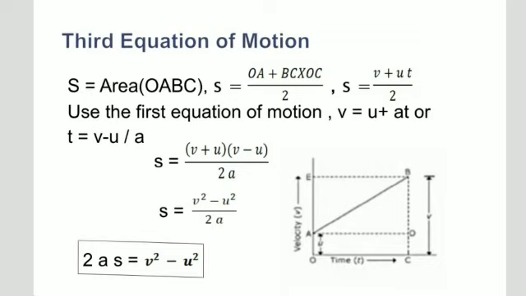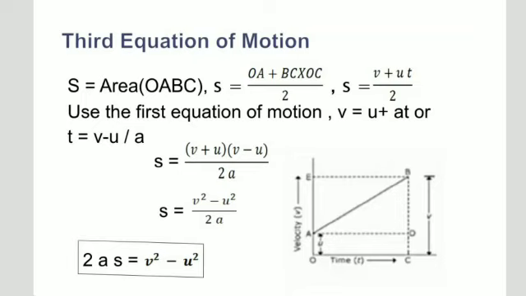Let's move on to the third equation of motion. From the same velocity graph, the distance traveled by the object in time t, moving under uniform acceleration a, is given by the area enclosed by OABC, this whole one. So how can we work it out? The distance traveled is half of OA plus BC into OC. By this we get s is equal to (v plus u) t over 2.